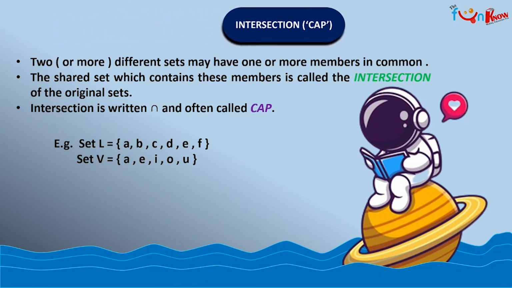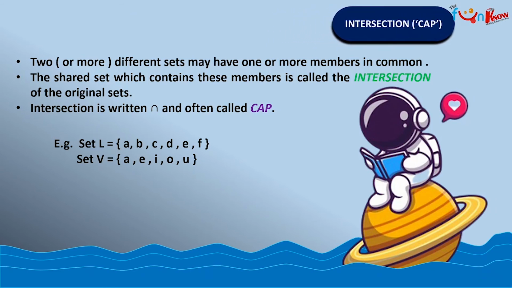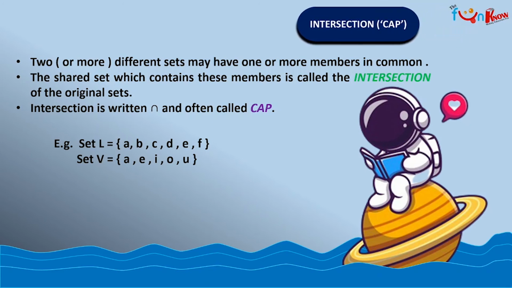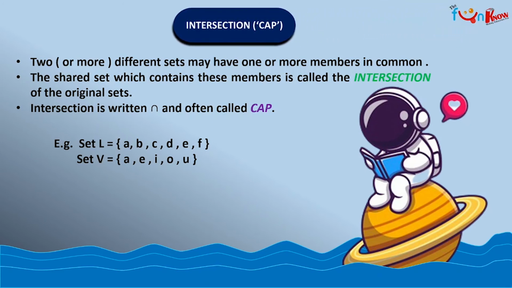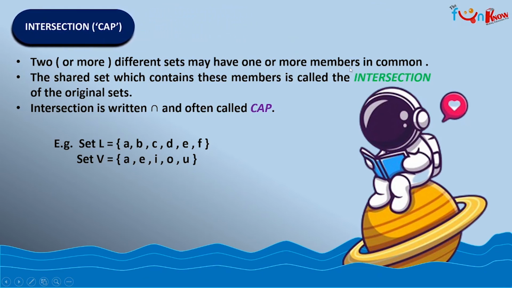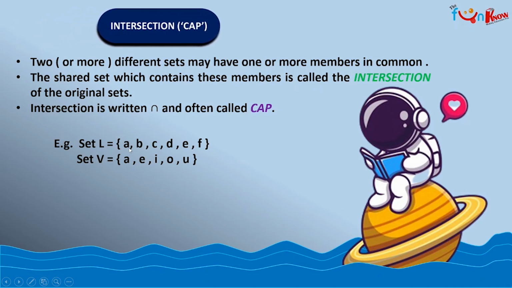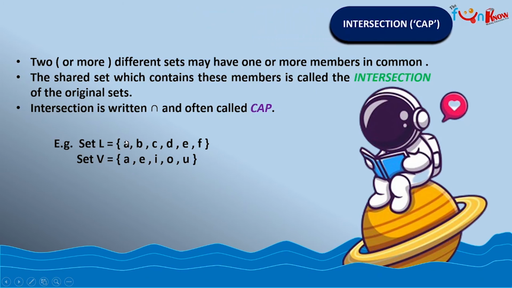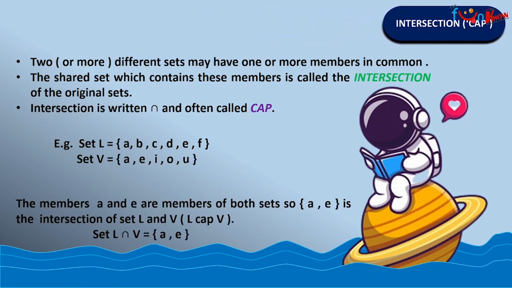Now students, here is an example: set L which includes A, B, C, D, E, F, and another set V which includes A, E, I, O, U. These are the two sets. Now, for the intersection, you have to find one or more members common in it. So can you tell which is common in these two sets, L and V? I think A is common, then E is common. A and E are common, right? So we can call A and E the intersection, right?